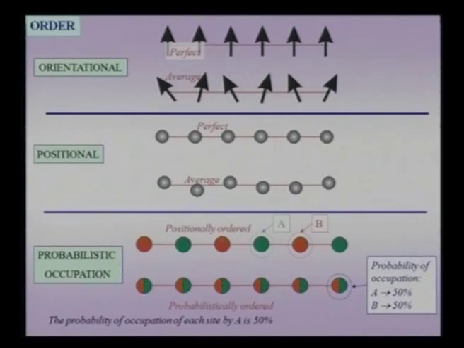Now the probabilistically ordered crystal, in other words the bottom crystal, is a crystal only in the probabilistic sense. In the true sense, it is amorphous. What is the lattice parameter of this? It is A, it is not 2A, right?